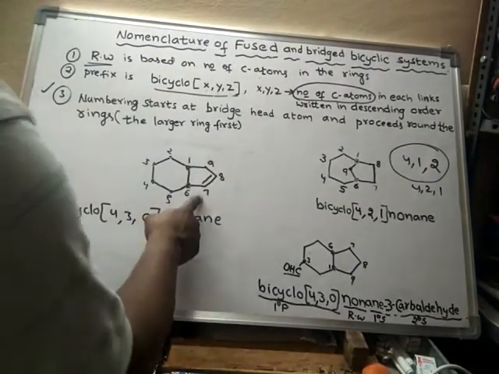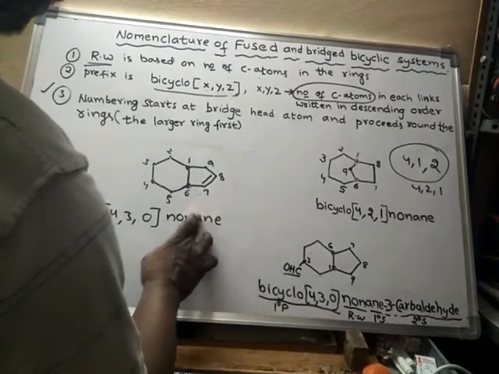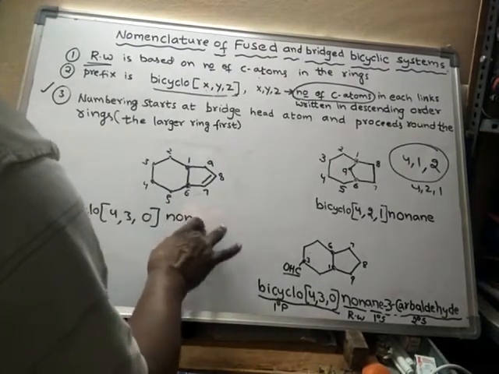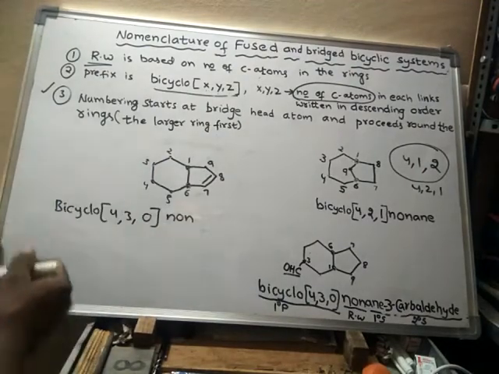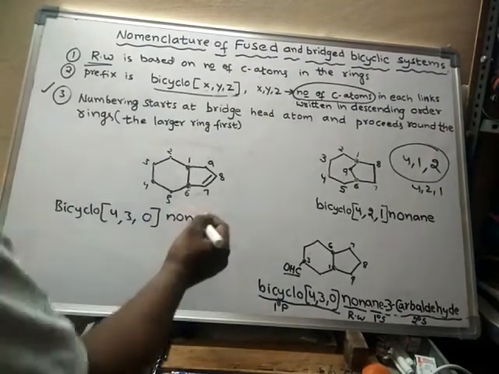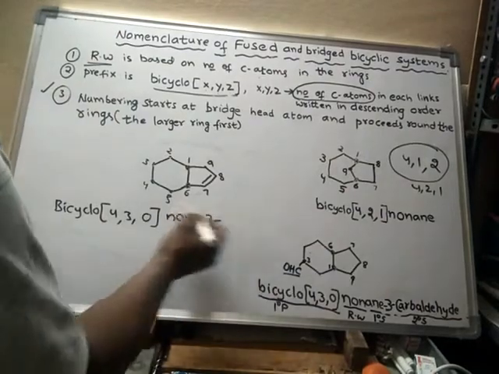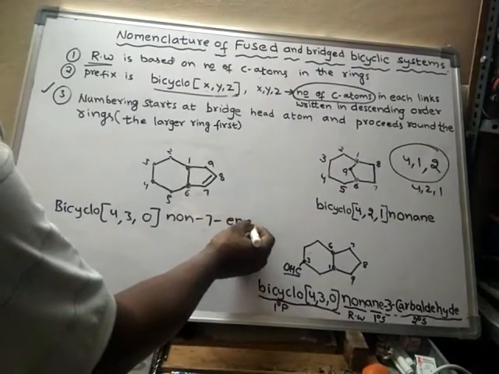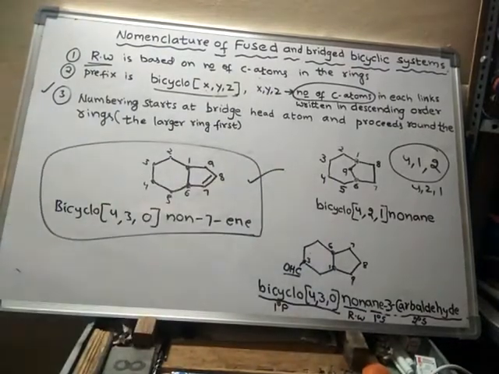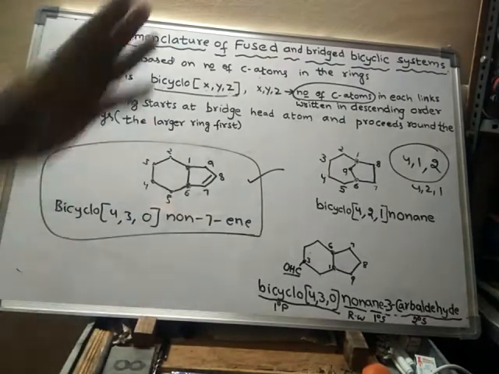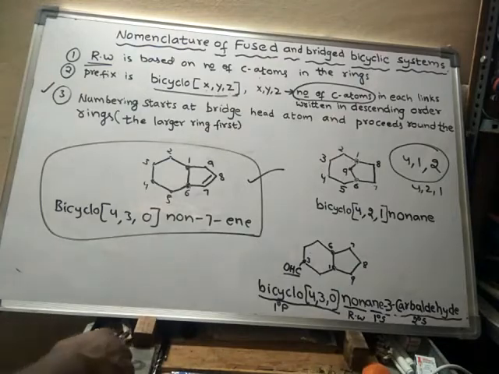Nonane, actually, with a double bond on the 7th carbon. So it is not "ane". A double bond is there, hence we have to write "ene". On which carbon? On the 7th carbon there is a double bond. So "ene". This is the name of the compound. So like this, the naming should be given for fused rings.